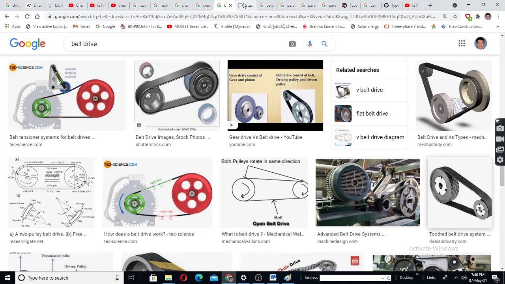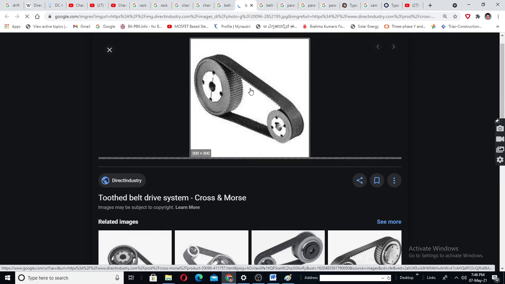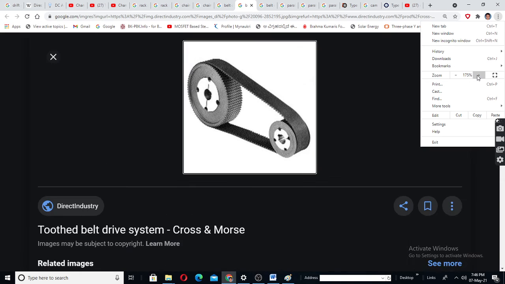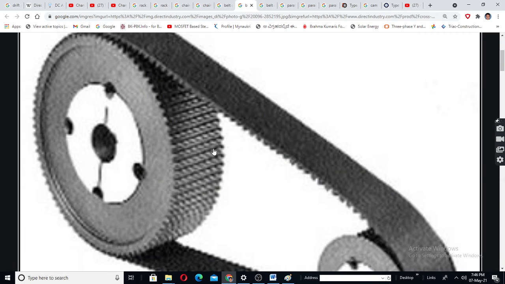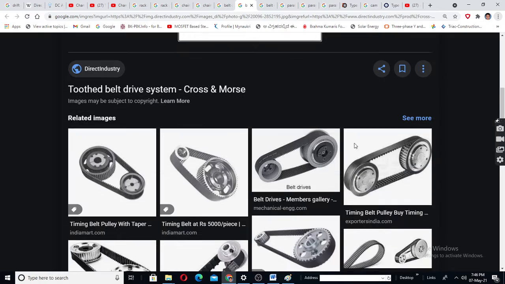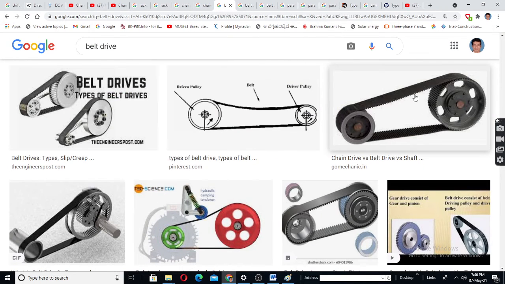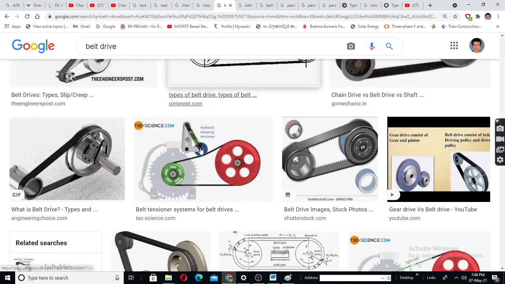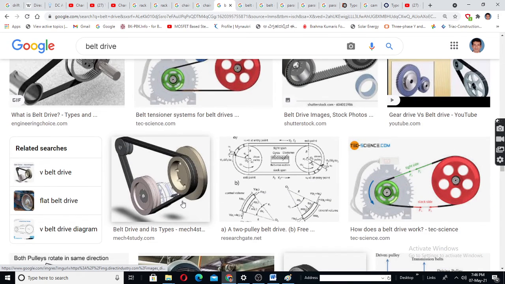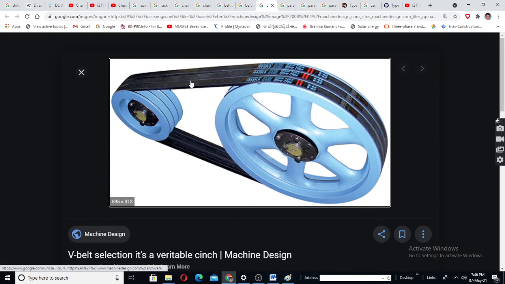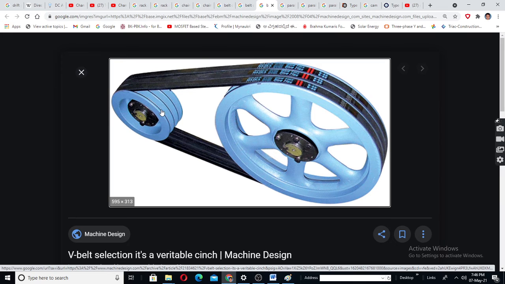You can see here there are teeth on the belt and the pulley. This is the pulley and this is the belt. You can see here there are teeth. Next you have this, which has teeth, belt drive. And sometimes it may not have teeth. See, this does not have teeth. On the pulley, there are no teeth.